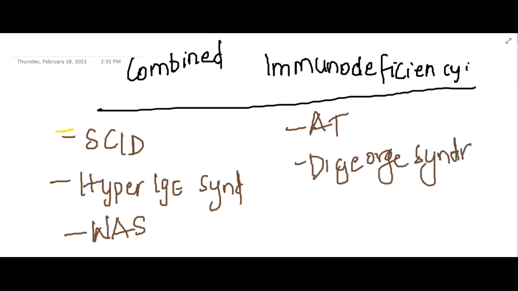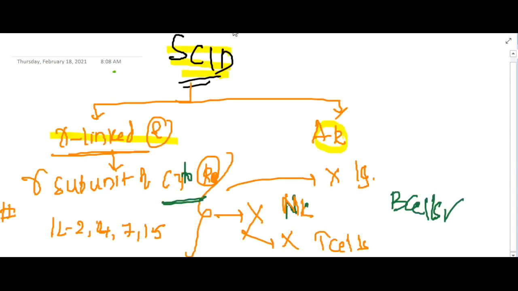Okay, so first we will see severe combined immunodeficiency in the combined immunodeficiencies. Right, severe combined immunodeficiency is an X-linked recessive disorder. So it has two parts. One, it can be either X-linked recessive disorder or it can be autosomal recessive disorder.